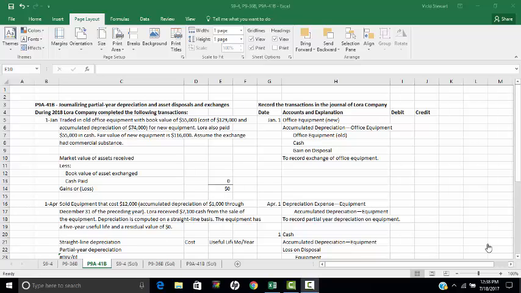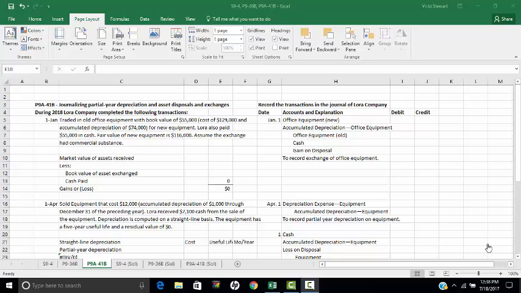The first transaction is on January 1st, and the problem states that we traded in old office equipment with a book value of $55,000, cost of $129,000, and accumulated depreciation of $74,000 for new equipment. Laura also paid $55,000 in cash, and the fair value of the new equipment is $116,000, and we're to assume that this exchange had commercial substance.